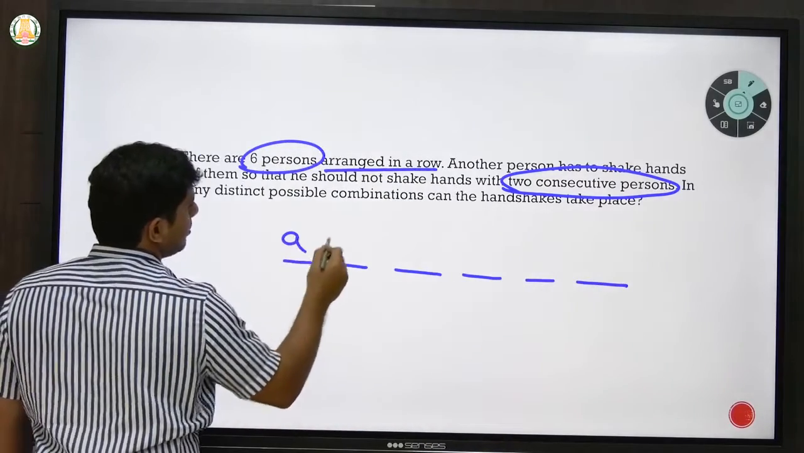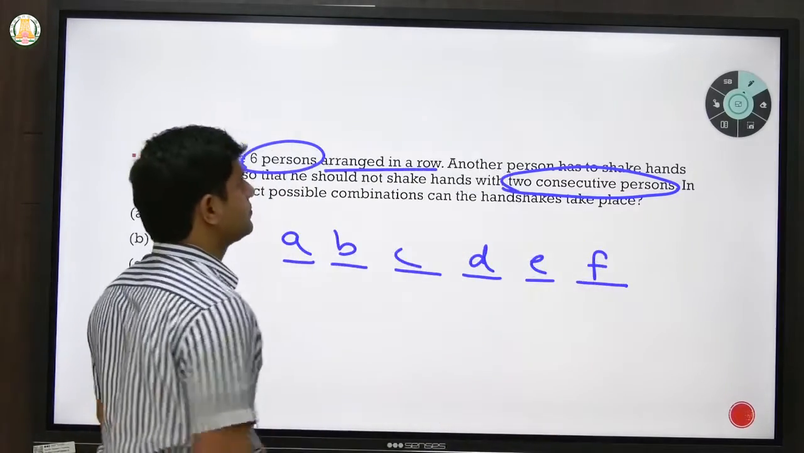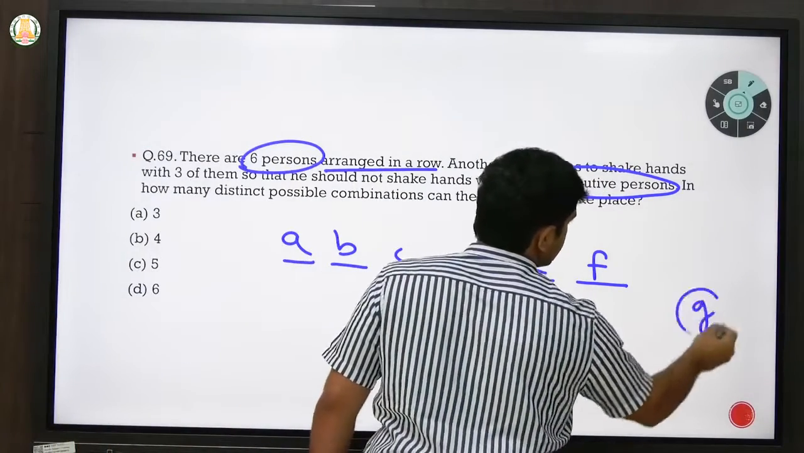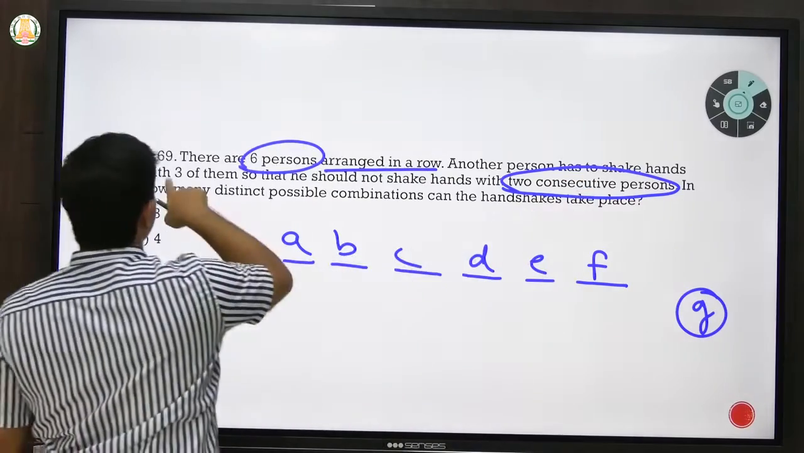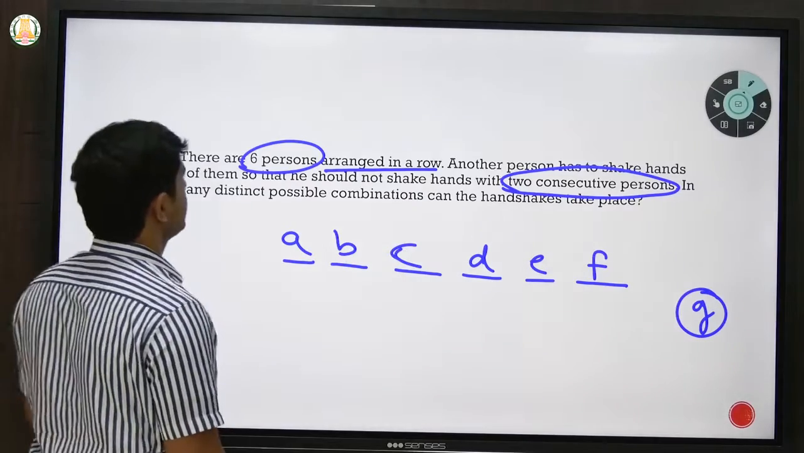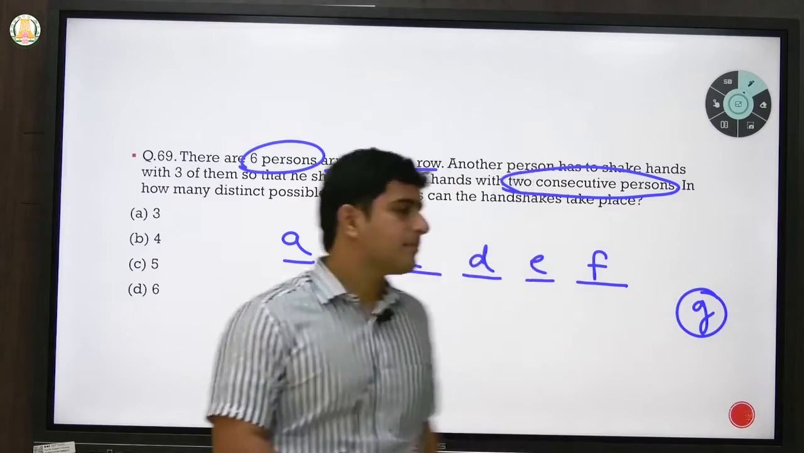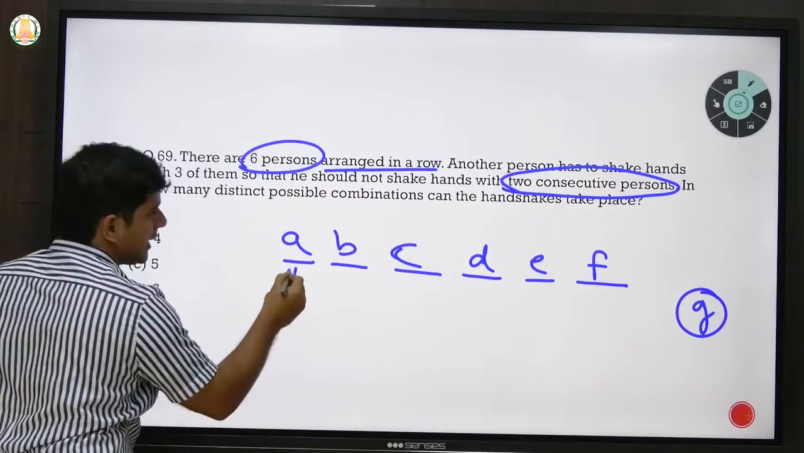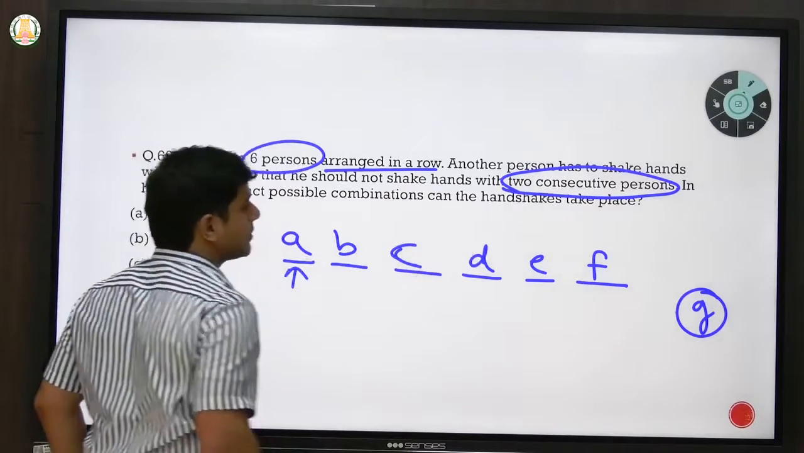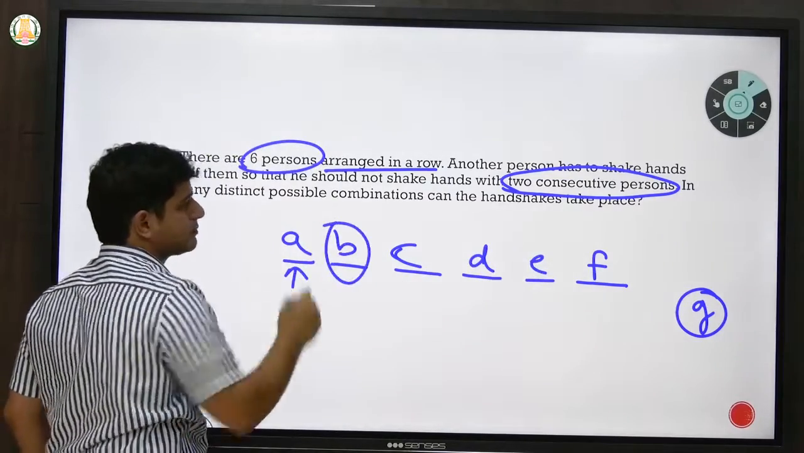Let's say A, B, C, D, E, F are the persons sitting in a row. And let's say the next person is G. Some other person has to shake hands with 3 of them. So out of these 6, he has to shake hands with any 3 of them, so that he should not shake hands with 2 consecutive persons. Let's say if G first shakes with A, then he can't shake with B, because it says do not shake with consecutive persons. He can shake with C, D, E, F when he shakes with A, but not with B.